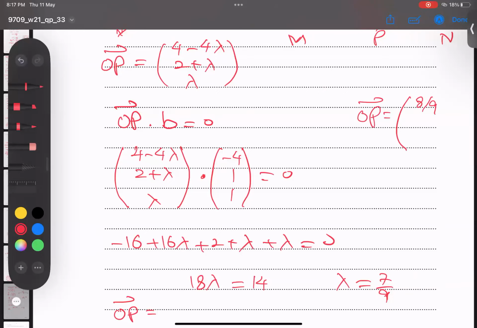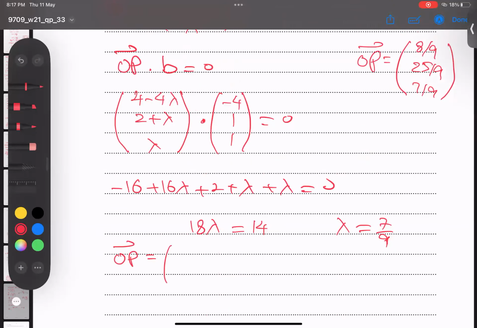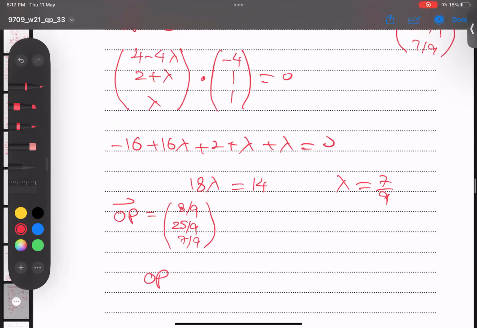Okay, and 4 times 7 over 9. When I plug in this value, 2 plus 7 over 9, I got 25 over 9, and 7 over 9 third point. So, students, it means the OP coordinates are 8 by 9, 25 by 9, and 7 over 9. If you find the magnitude of this, it will give us the distance. So root, and I just check it, 8 square, 25 square plus 7 square, divided by 3.